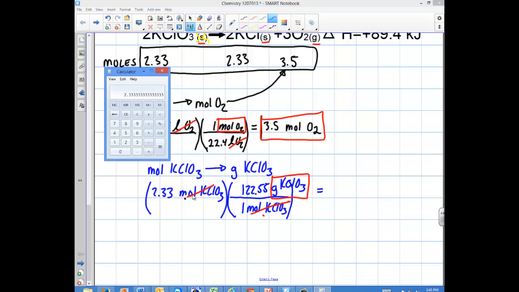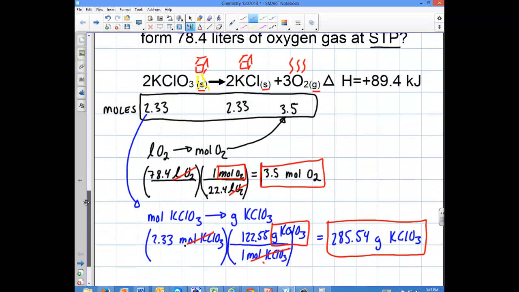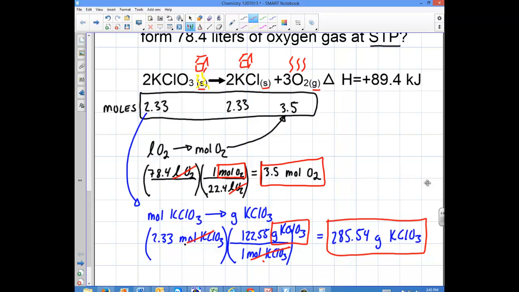So let's clear this out. So I'm going to say 2.33 times 122.55. And that's going to give me 285.54, 285.54 grams of KClO3. Okay, and that's going to be the answer, the final answer to the question, okay? So we're still using dimensional analysis, right? But instead of writing it out in like 4 and 5 and 6, 7 steps, we're just doing it in little pieces because the goal is to have this central focus here of the number of moles that are reacting.